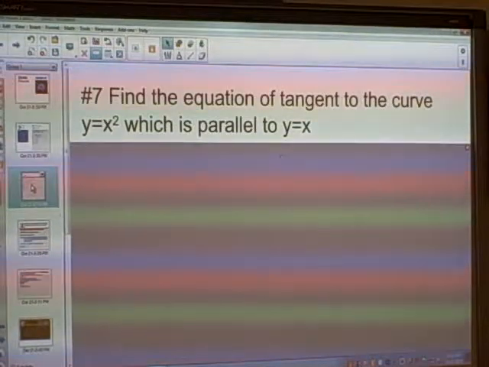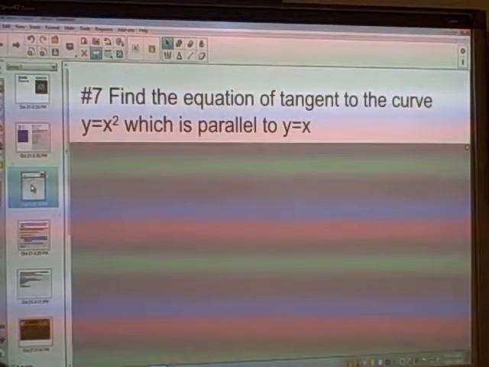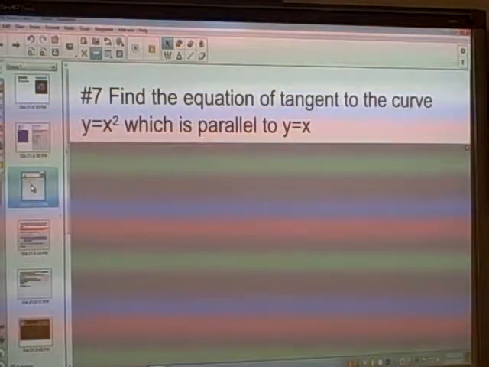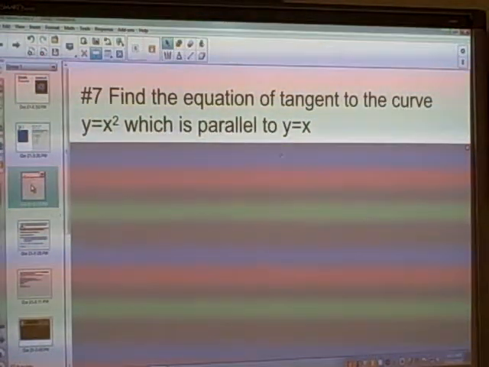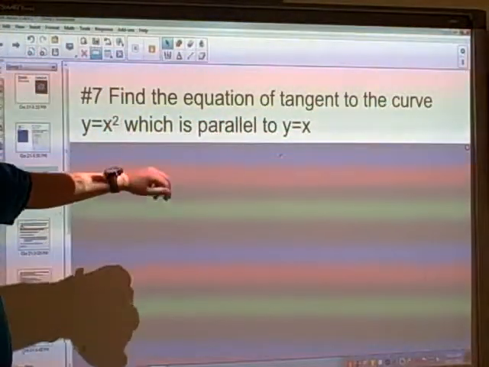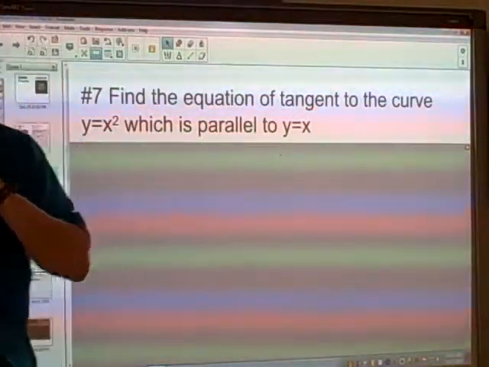Now this is from exercise 6C. We're starting to get just a little bit more detailed now. So we can see we've got a few more words here, and we're going to have to start interpreting what the question's actually asking. So it says find the equation of the tangent to the curve y equals x squared, which is parallel to y equals x.